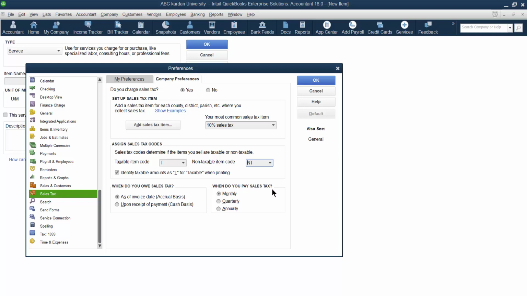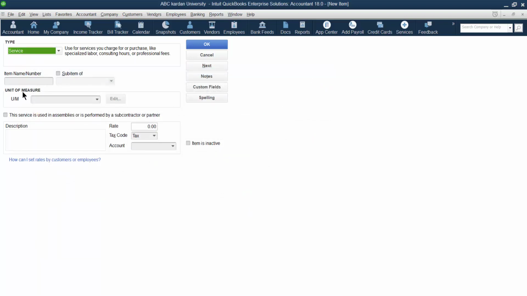When do you pay sales tax? Do you pay on a monthly basis, yearly basis, or quarterly basis? Right now, companies are paying on a quarterly basis, so please take quarterly basis. In this way, you can edit your sales tax. Once again, if you come back to this part, you can add sales tax from here as well.